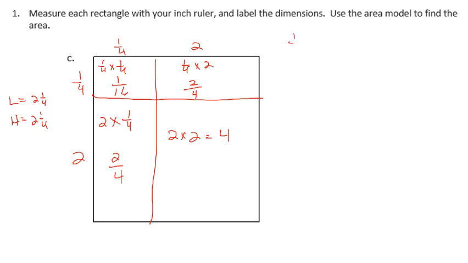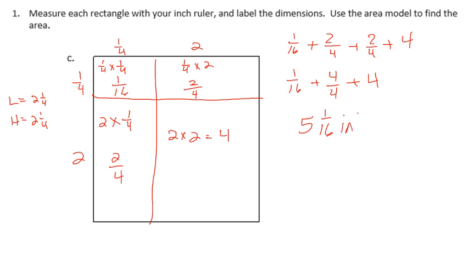So now we're going to add all our partial products. 1/16 plus 2/4 plus 2/4 plus 4. So we got 1/16 plus 4/4 plus 4. And 4/4 is equal to 1, so I actually have 5 1/16 inches squared.